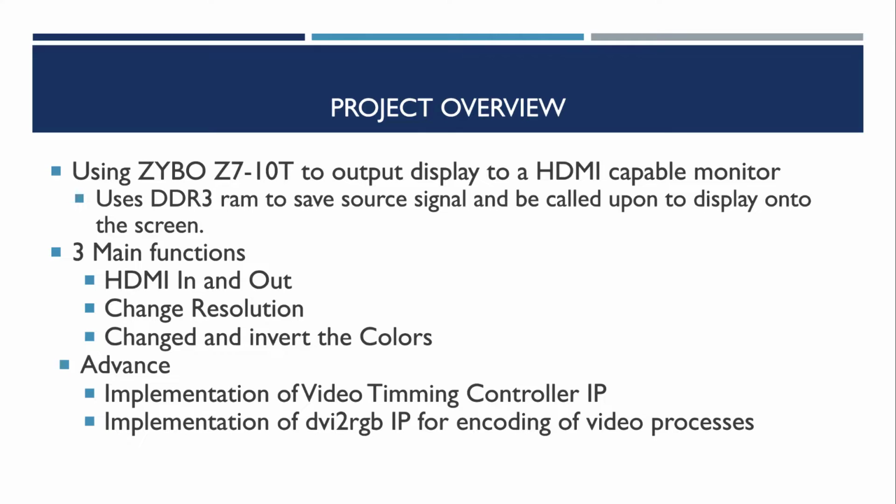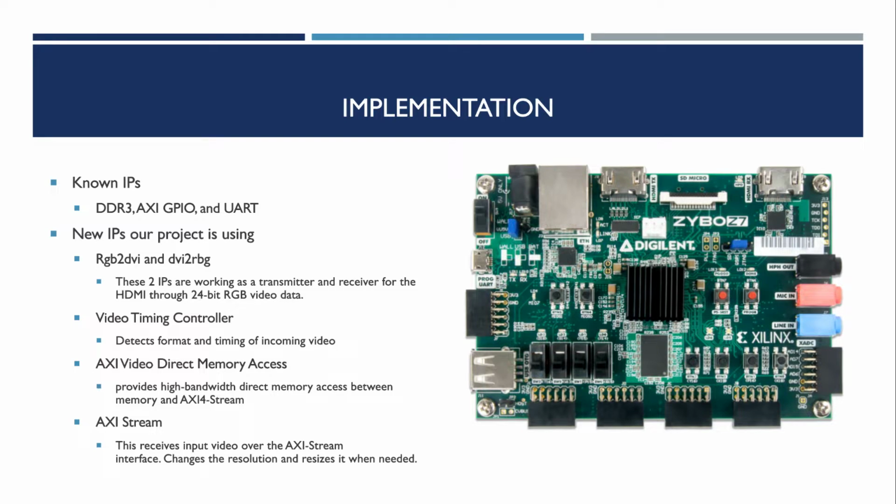Some of the more advanced IPs we're using are going to be the video timing controller and the DVI to RGB. Some of the known IPs we used in this project that we have used previously were the DDR3, AXI, GPIO, and the UART IPs. Moving on to the new IPs we used, the first is the RGB to DVI, vice versa, DVI to RGB IPs.